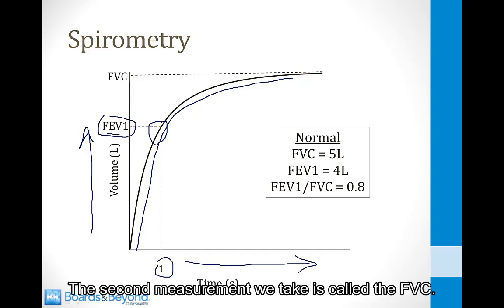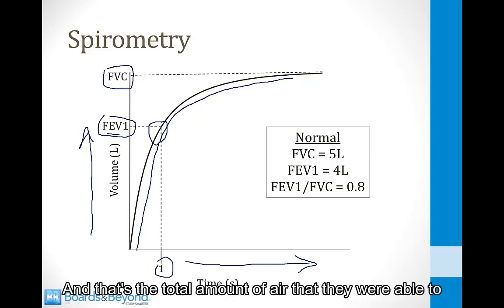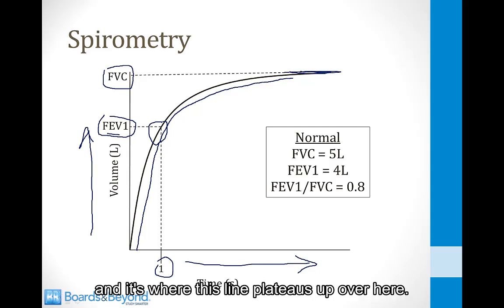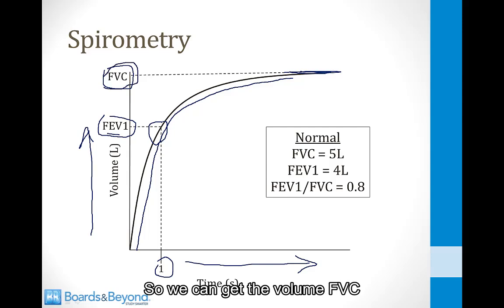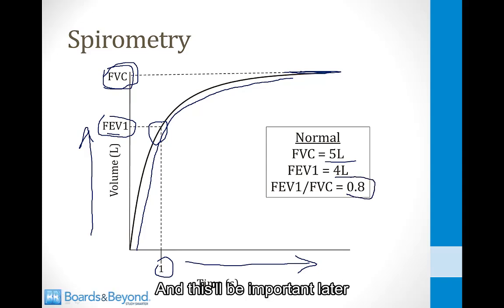The second measurement we take is called the FVC. That's the forced vital capacity, and that's the total amount of air that they were able to exhale after a maximum inspiration, and it's where this line plateaus up over here. So we can get the volume FVC from a spirometry measurement as well. And a normal FVC is about 5 liters, and a normal FEV1 is about 4 liters. So therefore, the normal ratio of FEV1 to FVC is about 0.8, and this will be important later when we talk about lung diseases.